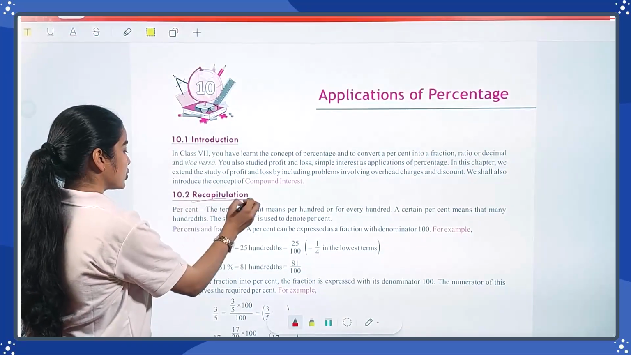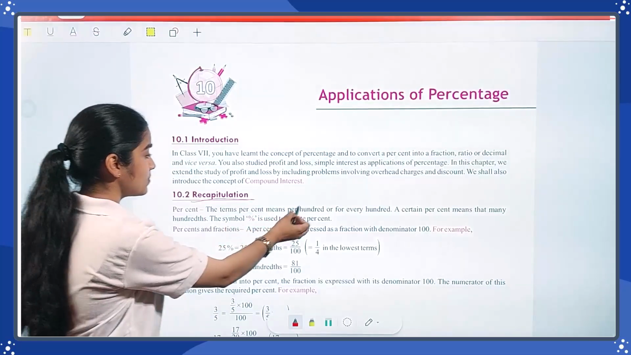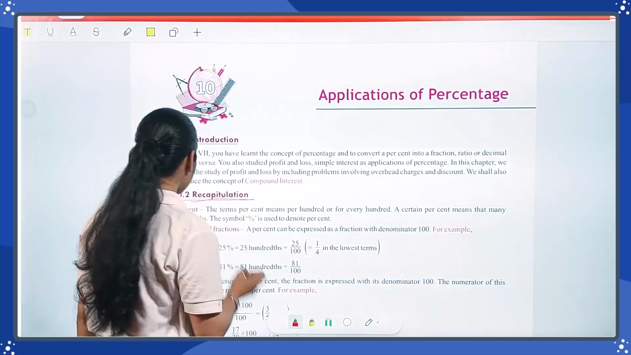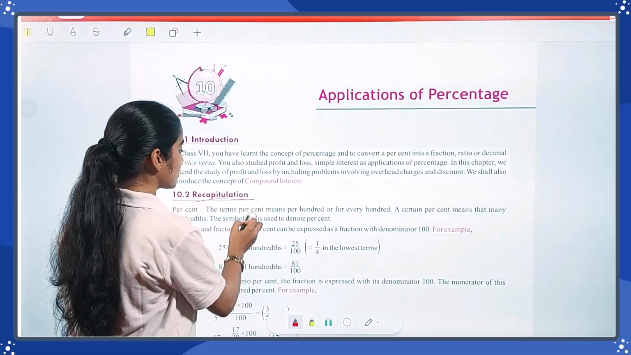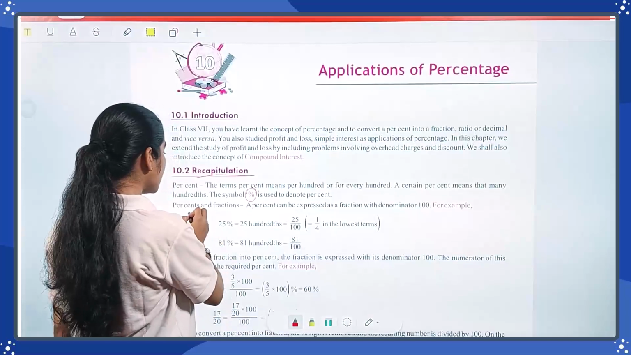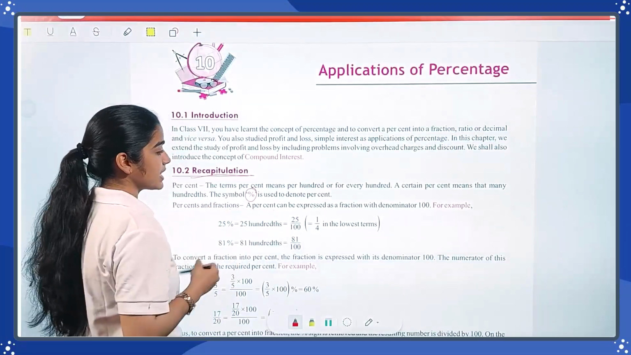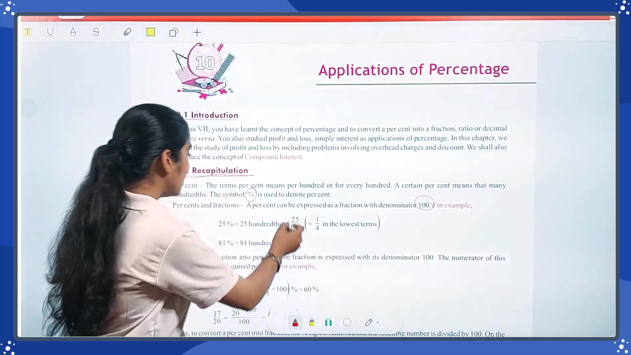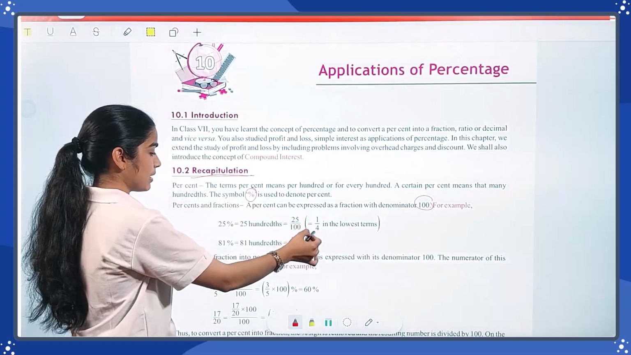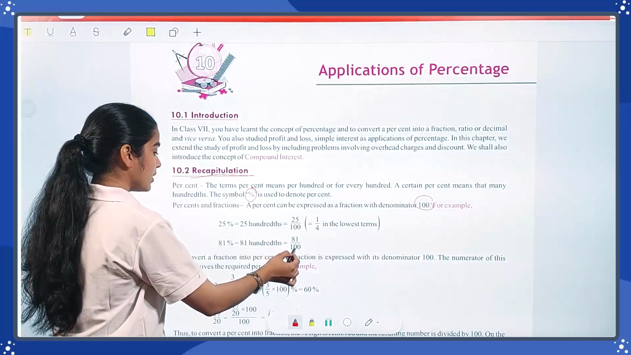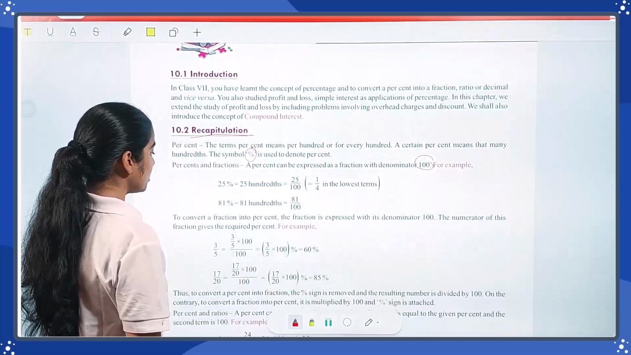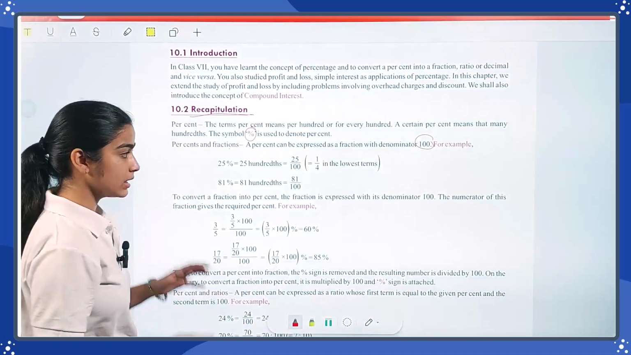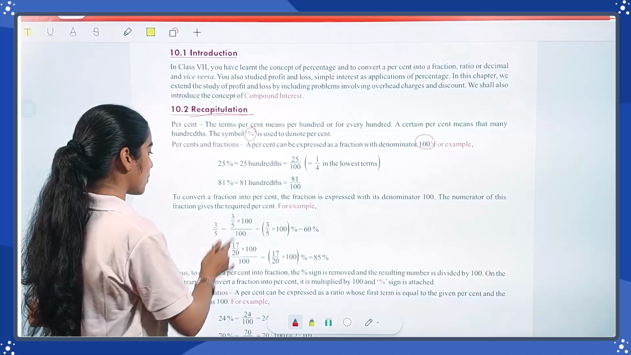Recapitulation time. Percent. The term percent means per hundred or for every hundred. A certain percent means that many hundreds. The symbol % is used to denote percent. Percent and fractions. A percent can be expressed as a fraction with the denominator 100. For example, 25 upon 100, which is 1 by 4 in its lowest term, 81 upon 100. Now, to convert a fraction into percent, the fraction is expressed with its denominator 100. The numerator of this fraction gives the required percent.